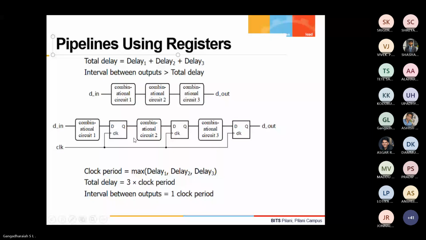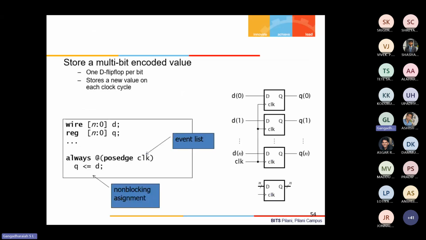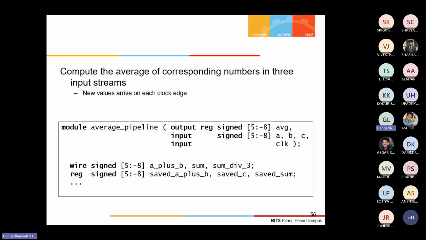Now let's say I declare some intermediate signals: A plus B, some, div 3. And I declare registers. I think 3 registers are required: saved A plus B, saved C, saved sum. See, this minus 8, don't worry, you can go for 10 down to something like that. It is your wish. Now, let us understand what I am trying to do.